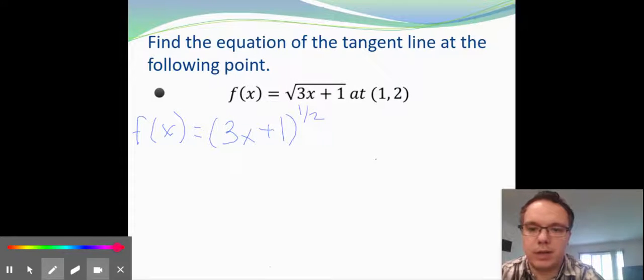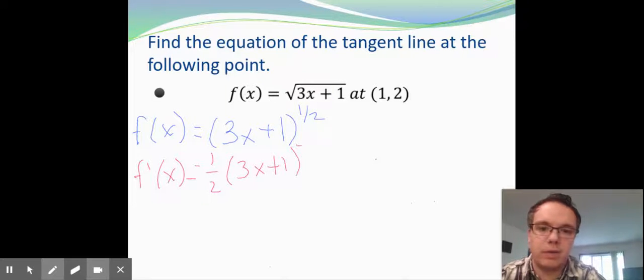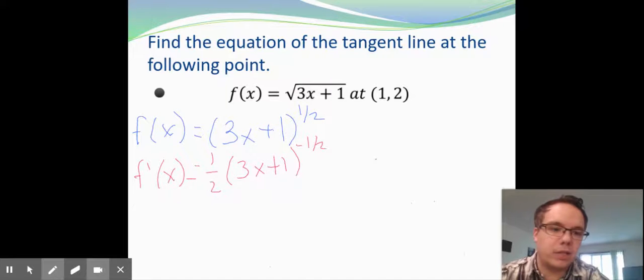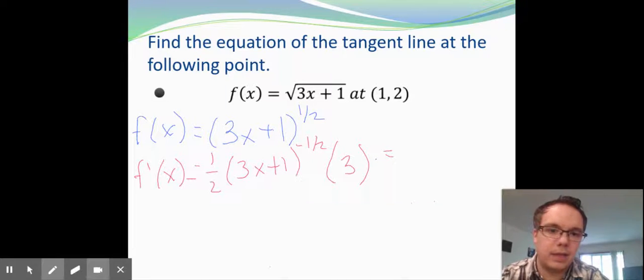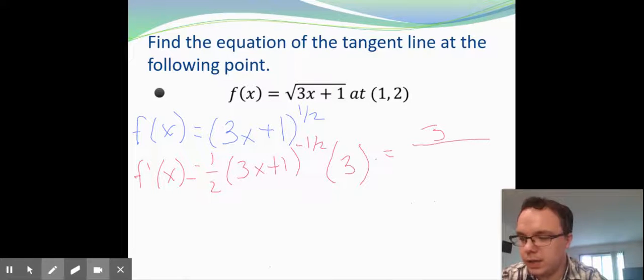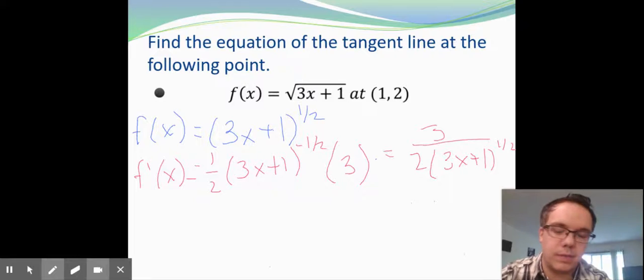So let's do that. Remember, our chain rule said to bring the power down out front and multiply. So we have 1/2 of 3x plus 1, and subtract 1 from the power, so negative 1/2. And then multiply by the derivative inside our parentheses, so the derivative of 3x plus 1 is 3. So that derivative, if we simplify it a little bit, is going to be 3 over 2 times 3x plus 1 to the 1/2 power, or the square root of 3x plus 1. Not really supposed to have a radical in the bottom though, so that's why I leave it as a power.